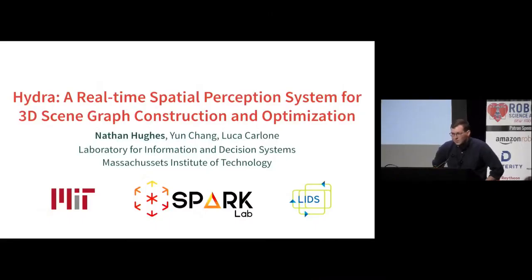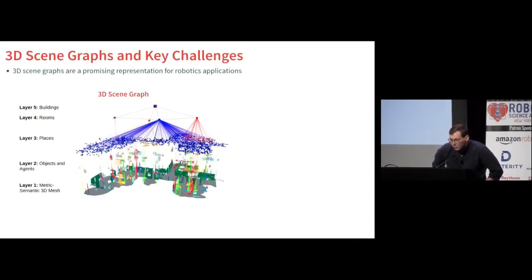Hi, I'm Nathan Hughes, and today I'm presenting Hydra, a spatial perception system for 3D scene graph construction and optimization, in collaboration with Yun Chang and Luca Carlone. 3D scene graphs are a promising hierarchical map representation for robotics.